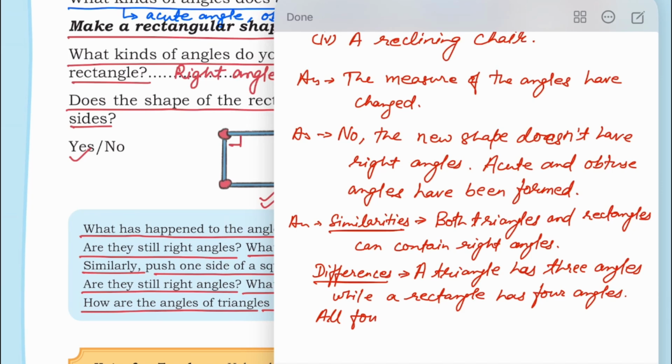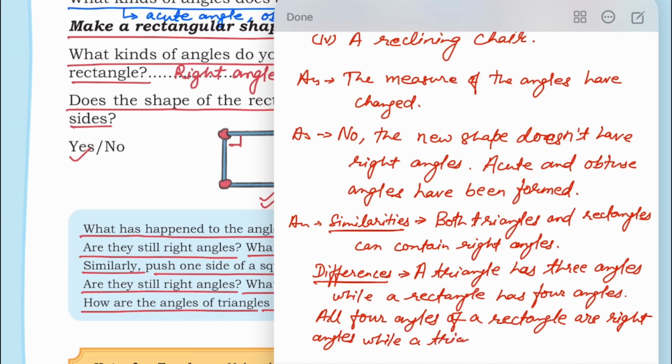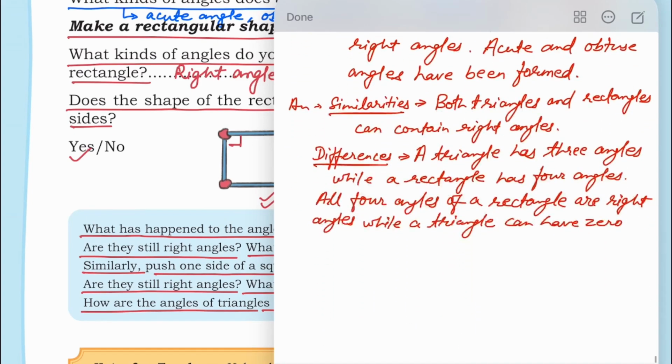All four angles of a rectangle are right angles, while a triangle can have 0 or 1 right angle.